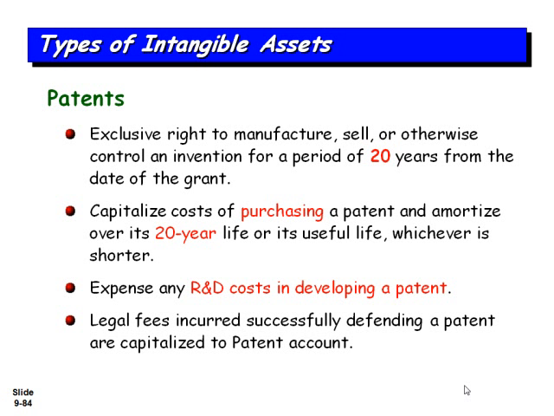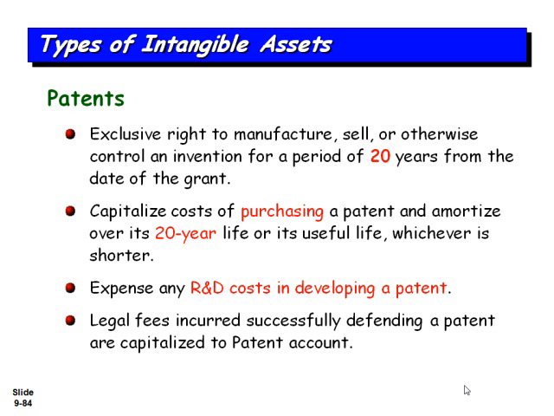What is a patent? If you have the patent, you have an exclusive right to manufacture, sell, control an invention for 20 years. So if a company internally develops a patent, they would write that off to R&D expense. However, if a company buys a patent from an inventor or creator, that patent would be an asset. So it all has to do with whether it was developed in-house or whether it was purchased from an outside source. So you would capitalize the patent.